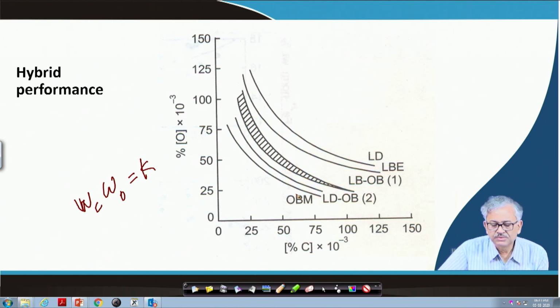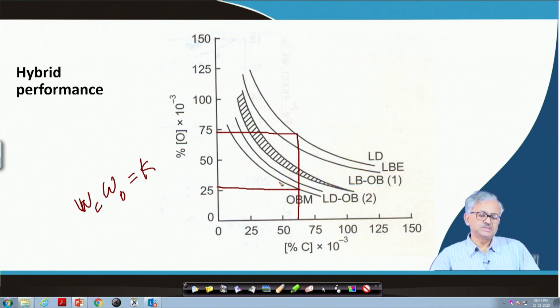When it is low, that means it is very close to the equilibrium value, and when it is high, it is much away from the equilibrium value. This could have been the equilibrium value, and here you are very high. So at any point you can see the LD dissolved oxygen is much higher compared to any process. The OBM process is this, and in this case is this. So you have a much higher oxygen in the LD process.